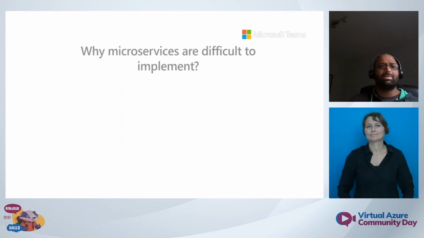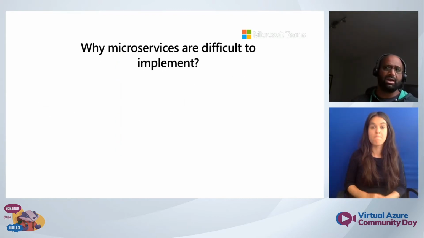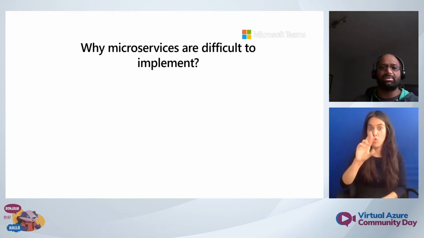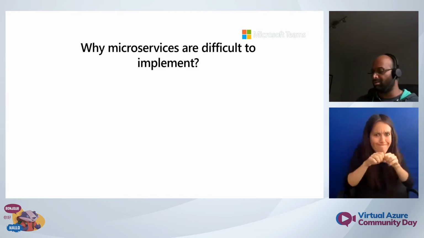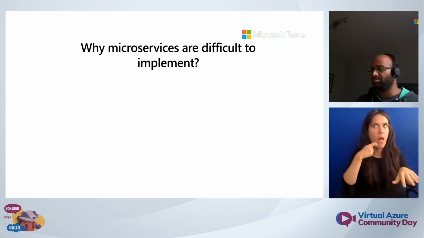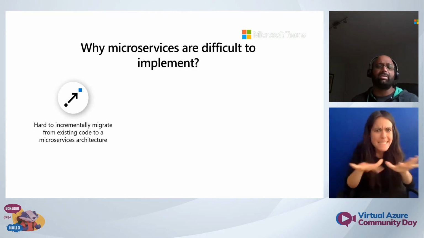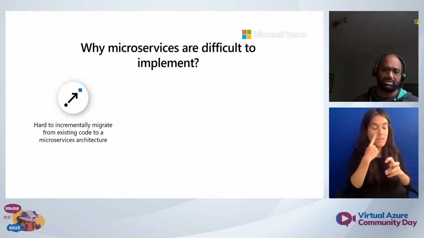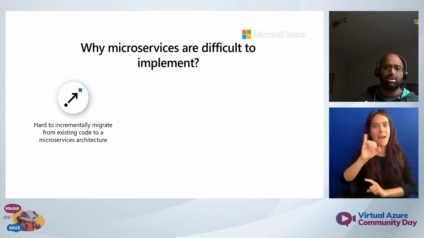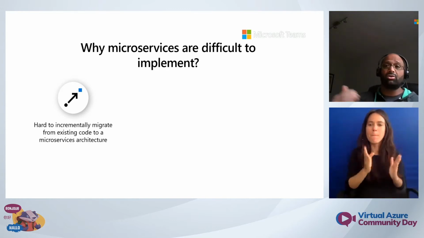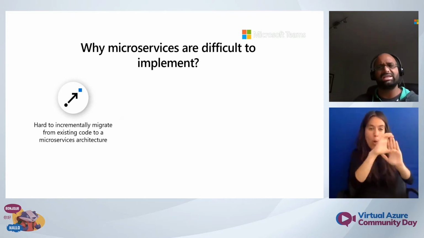We have also spoken about how microservices are very important. Now, there is something about the microservices architecture which is holding us back. Why is it so difficult to implement? Well, it's very hard to incrementally migrate from an existing layered architecture to the microservices architecture. You need to know a few decomposition patterns, or you need to take your code and migrate it to the microservices architecture. It's pretty hard.